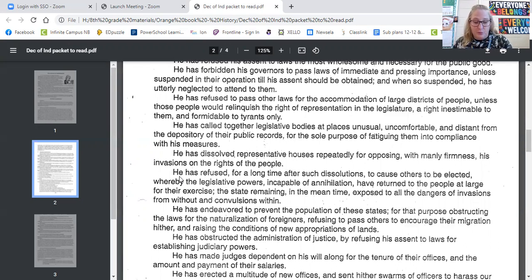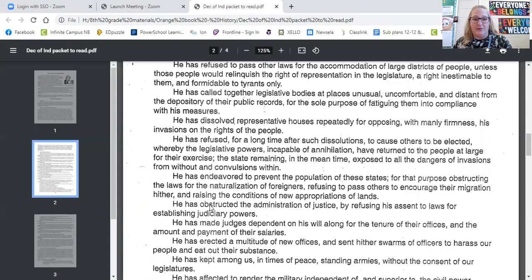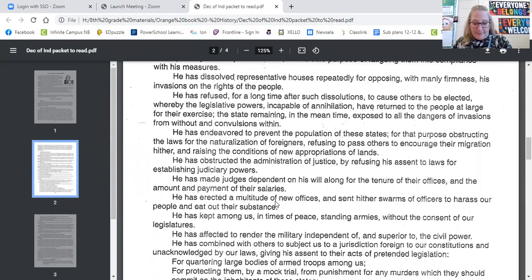He has endeavored to prevent, another negative word, prevent the population of these states for that purpose, obstructing the laws for the naturalization of foreigners, refusing to pass others to encourage their migration hither, and raising the conditions of new appropriations of lands. Again, he's preventing them from doing things, and he's obstructing the laws that they feel they are entitled to.